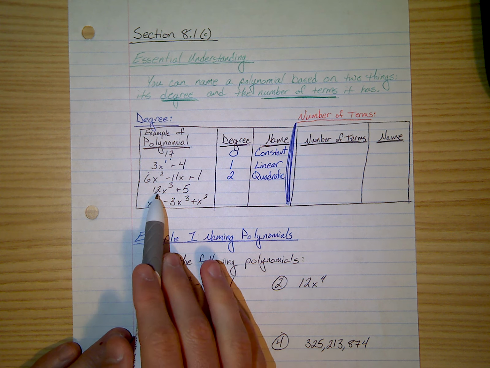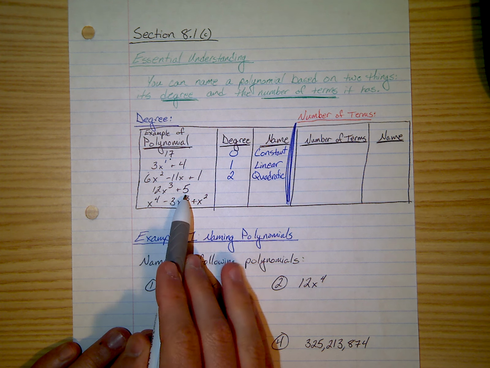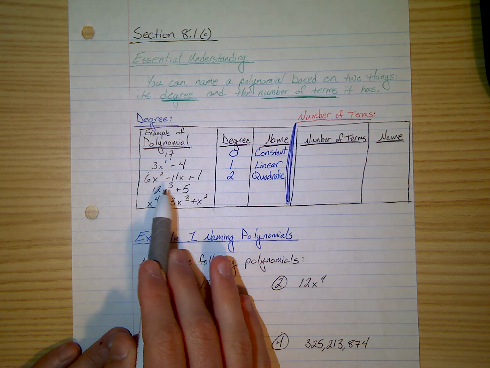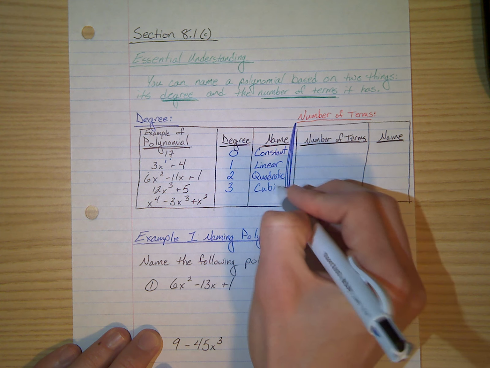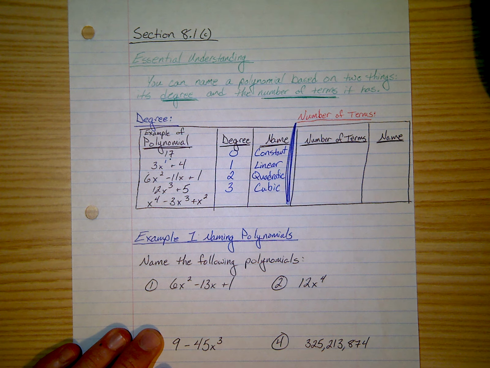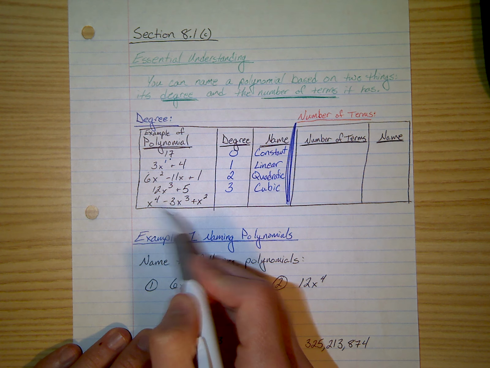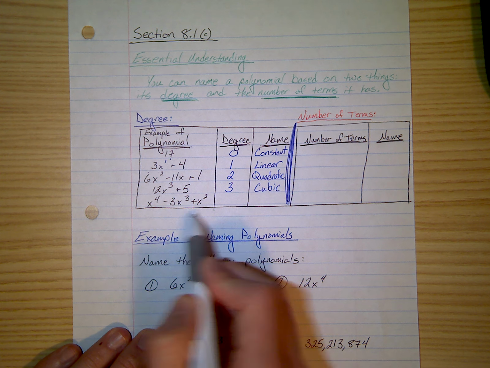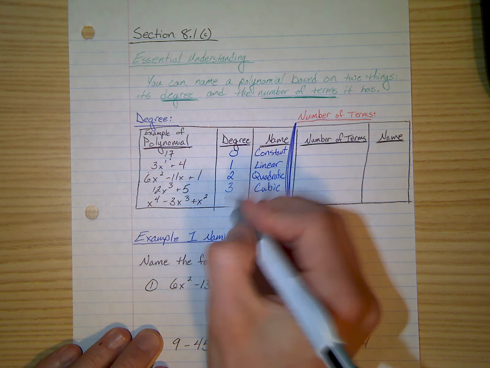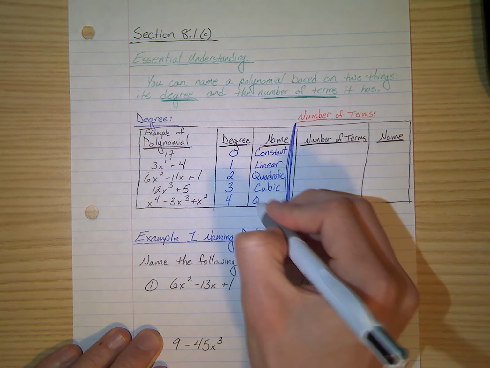Our next example, 12x to the third plus 5, we just have a constant, and our next term, which is a degree 3. We call a degree 3 polynomial a cubic. And then finally, x to the fourth minus 3x squared plus x, or 3x cubed plus x squared. Highest degree is degree 4, which we call a quartic.